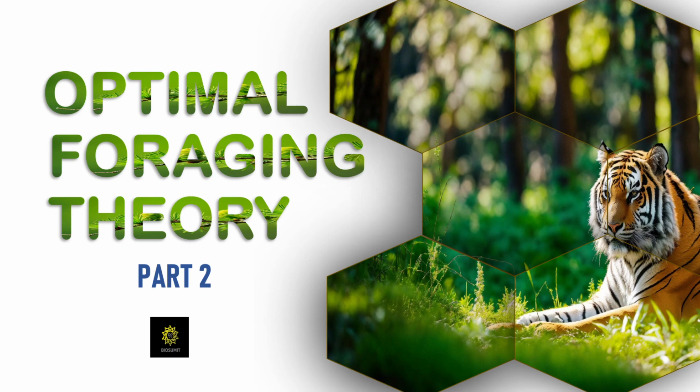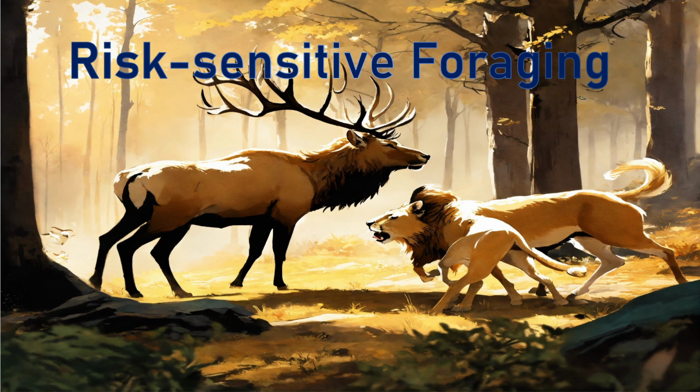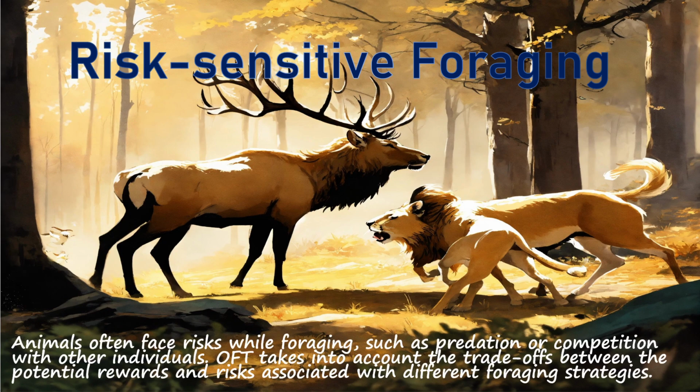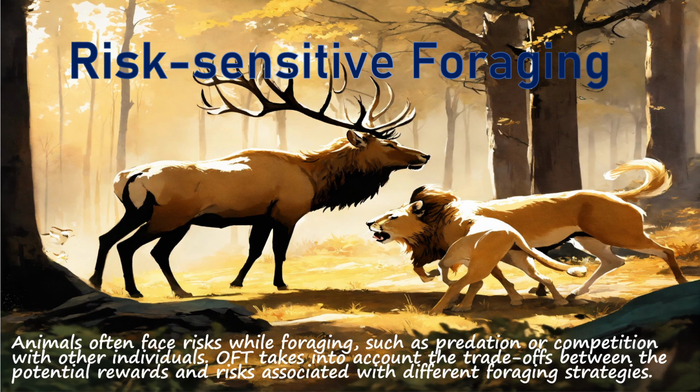Today we are going to have some other points. The first point today is risk sensitive foraging. Risk sensitive foraging means the risk versus reward thing. Animals often face risks while foraging, such as predation or competition, or it can be scarcity of food too. But optimal foraging theory always takes into account this risk versus reward. If the rewards are more in comparison to the risk, then it will go for the foraging, right? So it weighs the potential rewards and the risks associated with different foraging strategies. Okay, so this is risk sensitive foraging.